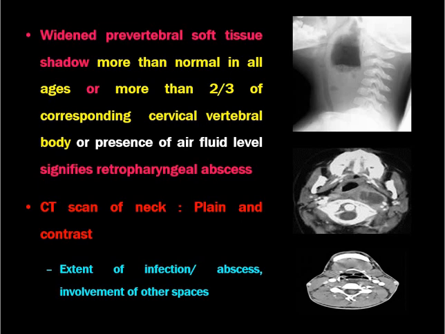CT scan of the neck, both plain and contrast, is the most important investigation of choice. It helps us to find out the extent of infection or abscess and involvement of other spaces. As you know, there are other different spaces, so the infection can spread from one space to another. We can find out if the infection has spread from one space to another with the help of CT scan. Therefore, if available, CT scan is the better choice than X-ray.